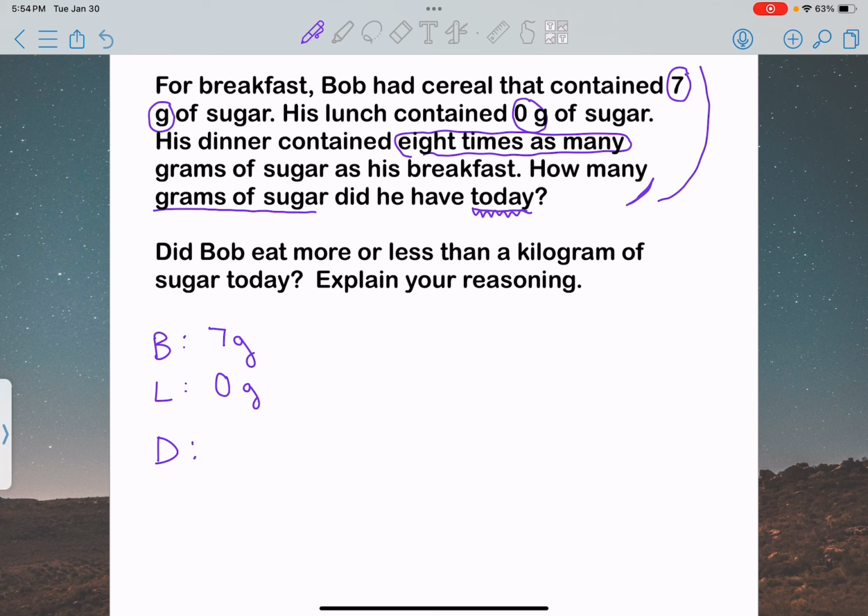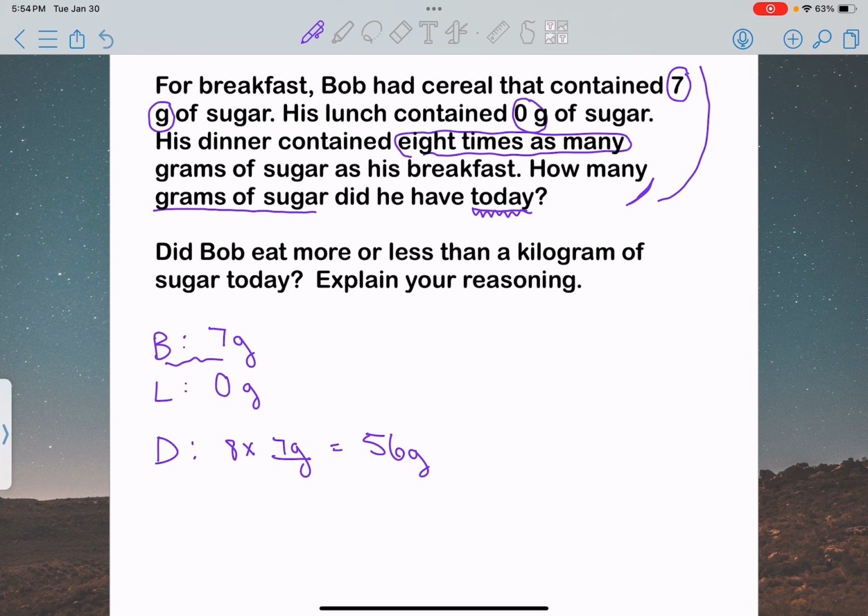Okay, so this one, I know that I'm going to have to do some math. Let me read it again. His dinner contained 8 times as many grams of sugar as his breakfast. So it's going to be 8 times as many whatever he had for breakfast, and that'll give us dinner. Now I remember from up here, for breakfast he had 7 grams. So that gave me my equation. Off the top of my head, I know that 8 times 7 is 56. So he had 56 grams for dinner.